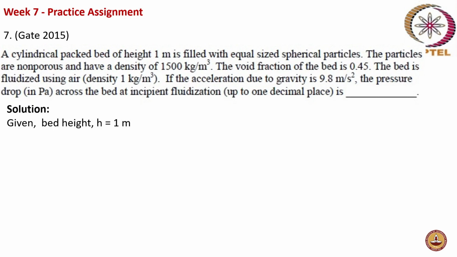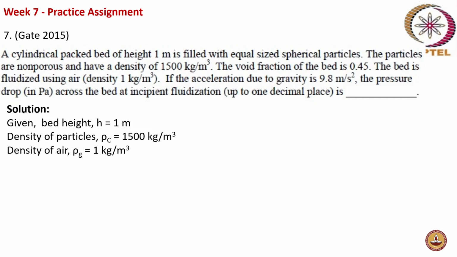They have given the bed height to be 1 meter and it is filled with equally sized spherical particles. And the density of particles is 1500 kg per meter cube. Now next, the density of air is 1 kg per meter cube. And the void fraction is given as 0.45.